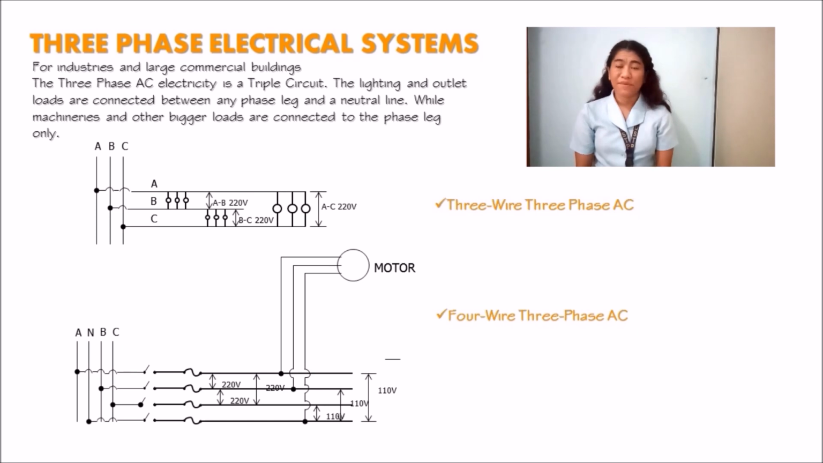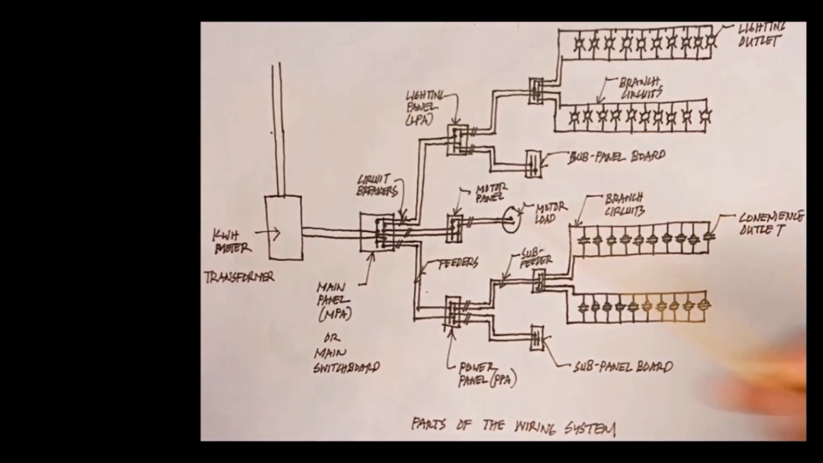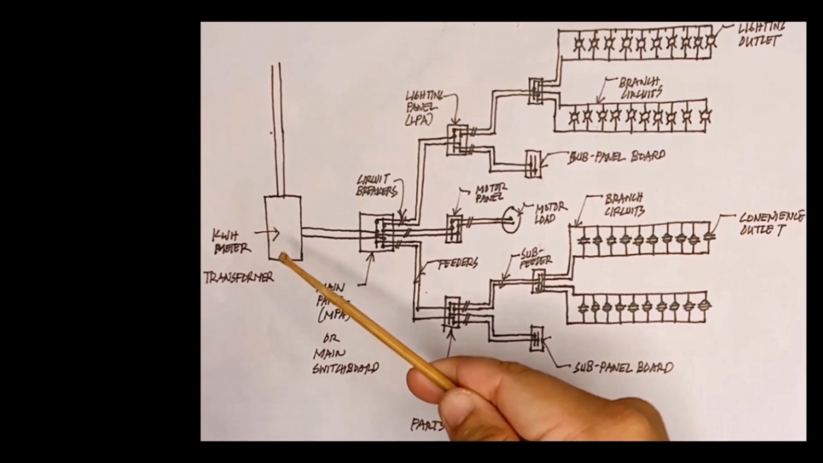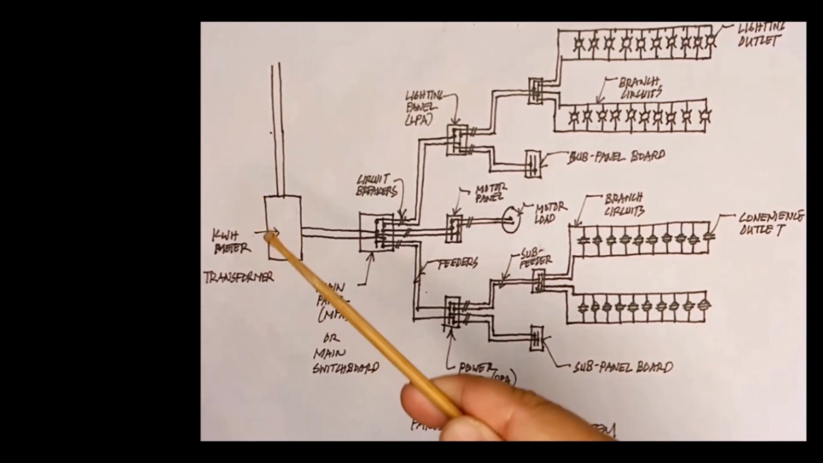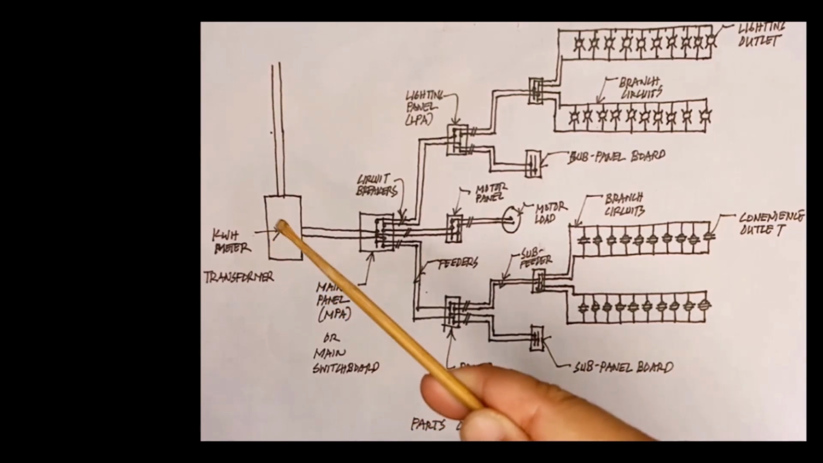3-phase electrical system. For industries and large commercial buildings, a 3-phase electrical system is a triple circuit. The lighting and outlet loads are connected between the phase leg and a neutral line, while the machineries and the bigger ones are connected to the phase leg only. So I'm going to show you the parts of the wiring system. You can see here a kilowatt-hour meter or a transformer, which is defined as a passive electrical device that transfers electrical energy from one electrical circuit to another or multiple circuits.